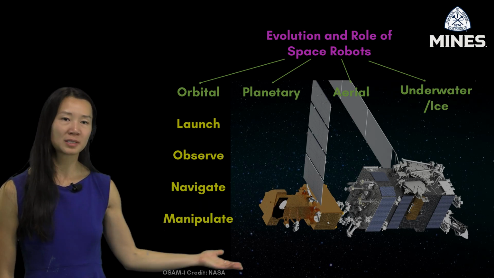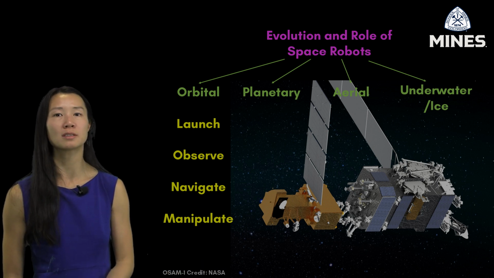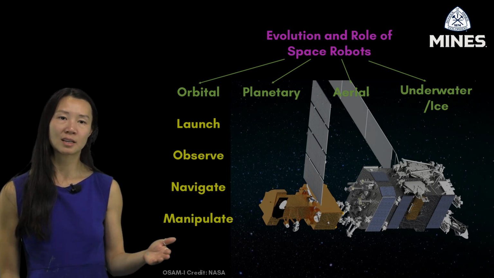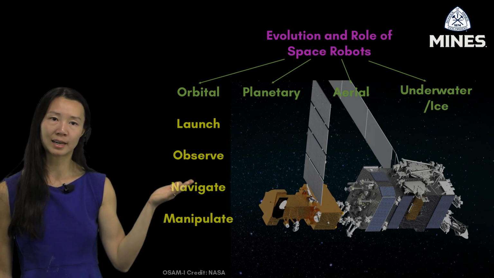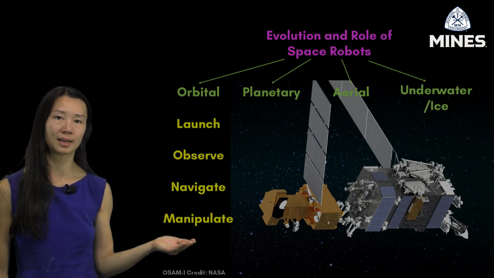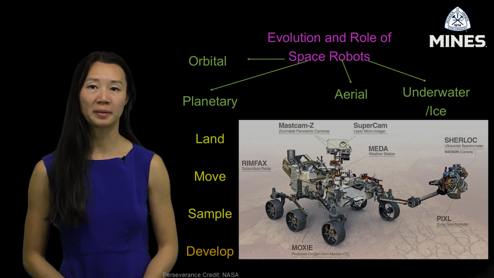We talked about OSAM-1 previously, but I think by following the concept of operations of OSAM-1's mission, we can see this sequence of capabilities, of it first making it into orbit, observing a satellite as a target, rendezvousing with that satellite, and then manipulating that satellite. For planetary vehicles, a similar evolution in capabilities can be seen.